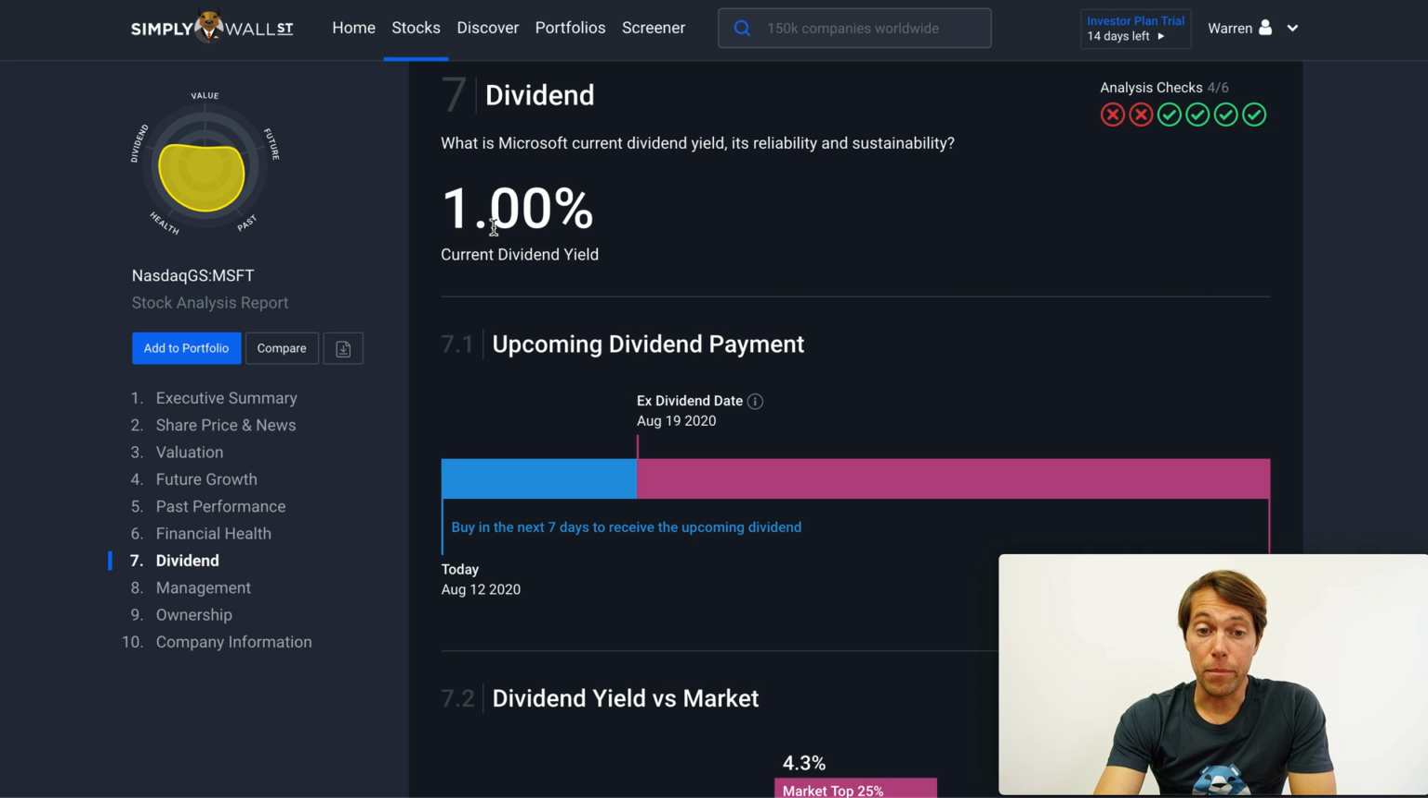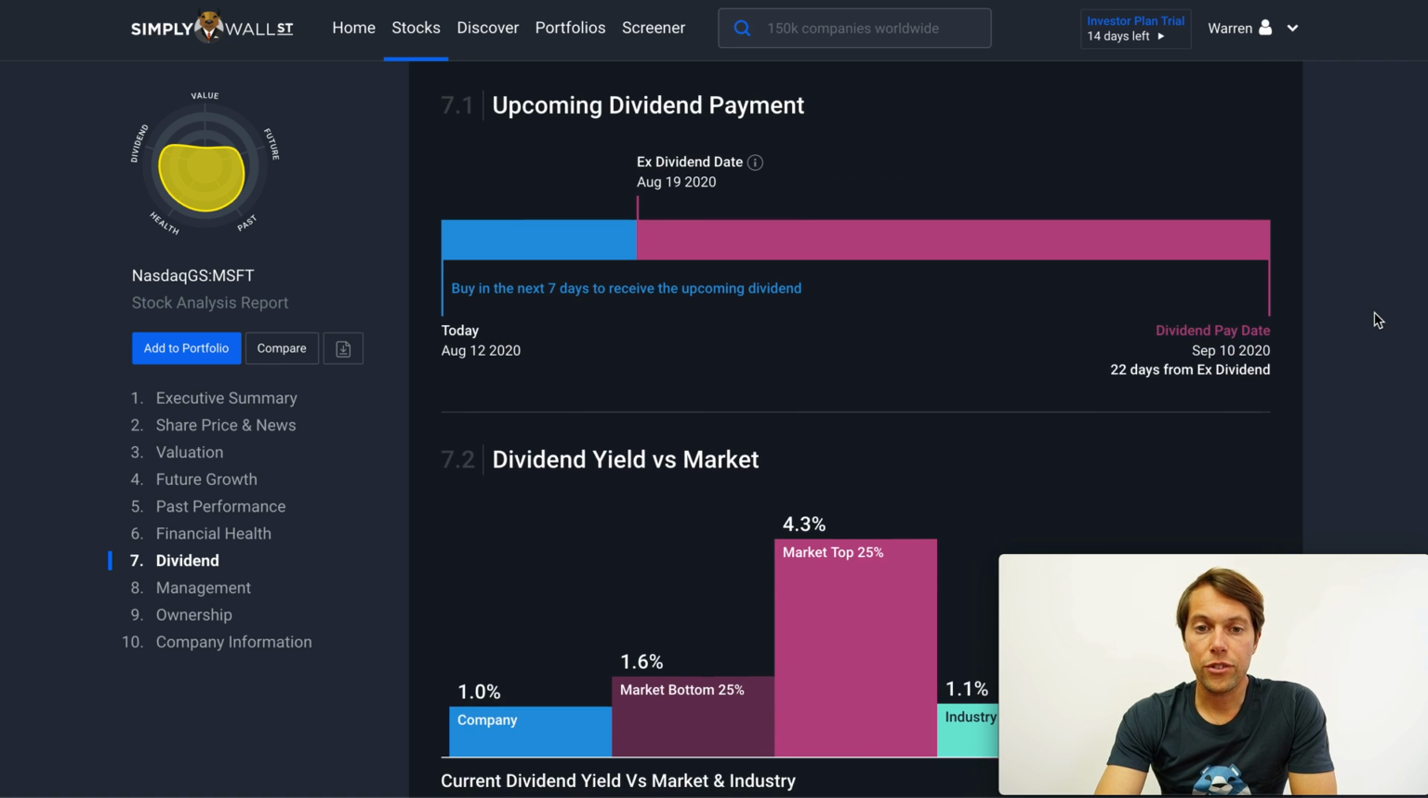And I guess the headline number that most people who invest in companies that pay dividends should care about is the yield. What's the current yield? And we'll look in a bit, what's the forecast yield? What could the yield be in the future? Interestingly, Microsoft has actually announced that they have an upcoming payment.